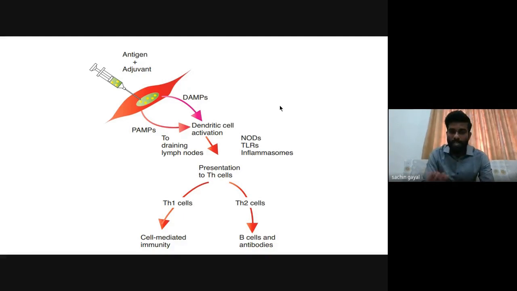After activation of dendritic cell by the DMP pathway, there is formation of NODs, that is the nucleotide oligomerization domains, toll-like receptors and inflammasomes. And then there is a presentation to the TH cell, in which there is formation of TH1 cells and TH2 cells. Means it gives cell mediated immunity as well as B cell and antibodies. The same pathway happens with regard to the BMP, that is activation of dendritic cells, presentation to the TH cell, and finally formation of cell mediated immunity and B cell and antibodies.